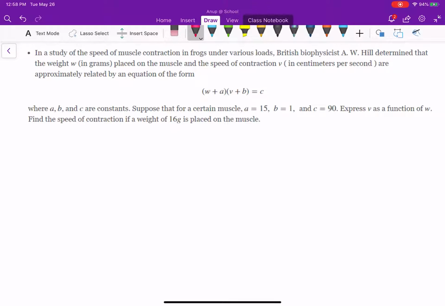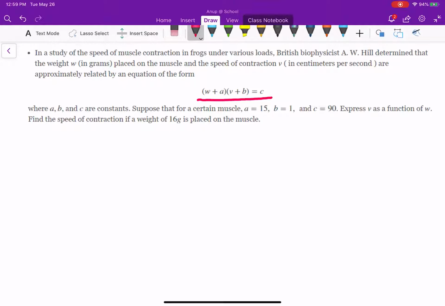In a study of the speed of muscle contraction in frogs under various loads, British biophysicist A.W. Hill determined that the weight, represented here by W in grams, placed on the muscle, and the speed of contraction, represented here by V in centimeters per second, are approximately related by an equation of the form W plus A times V plus B equals C.